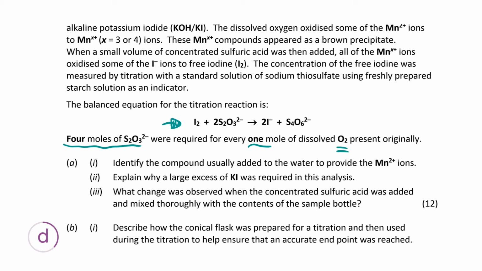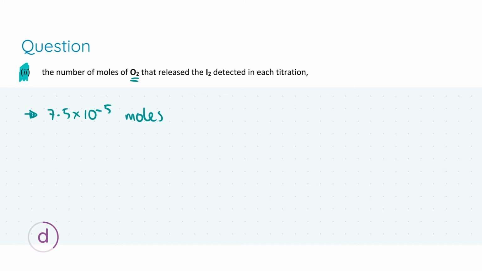So we can make a direct comparison between the thiosulfate and the oxygen. One thing we already have is the number of moles of thiosulfate, which means we can use this 4:1 ratio to find the number of moles of oxygen that was present originally. Taking the information from the top of the question, there was a 4:1 ratio between the thiosulfate, S2O3 2-, and the O2. We already know the moles of the thiosulfate.